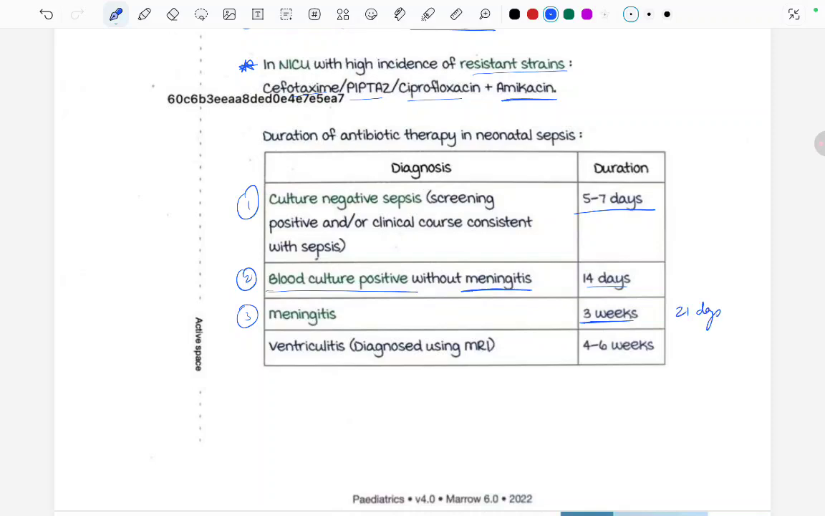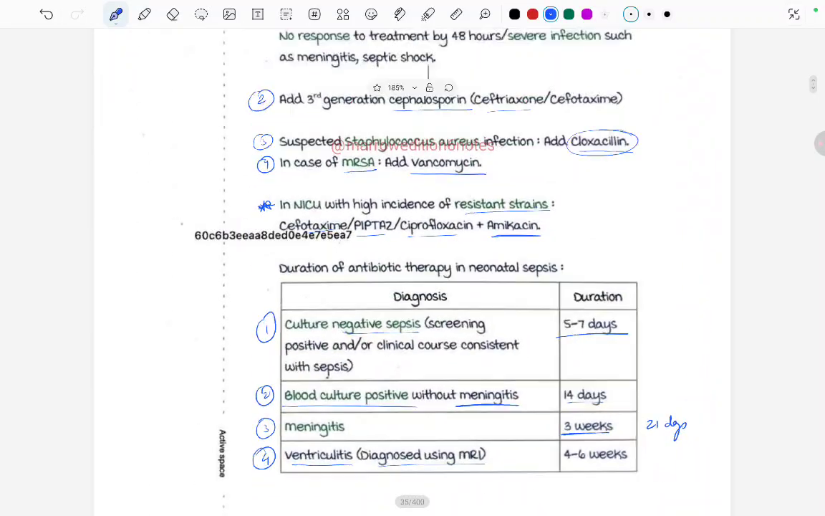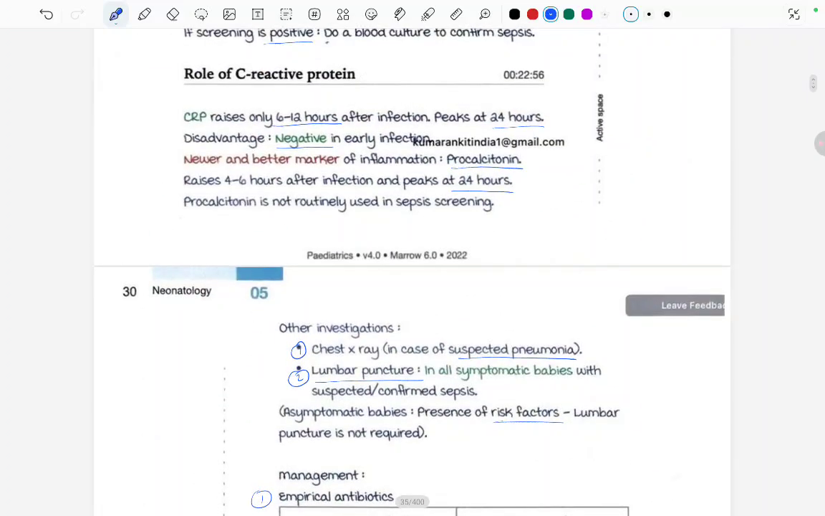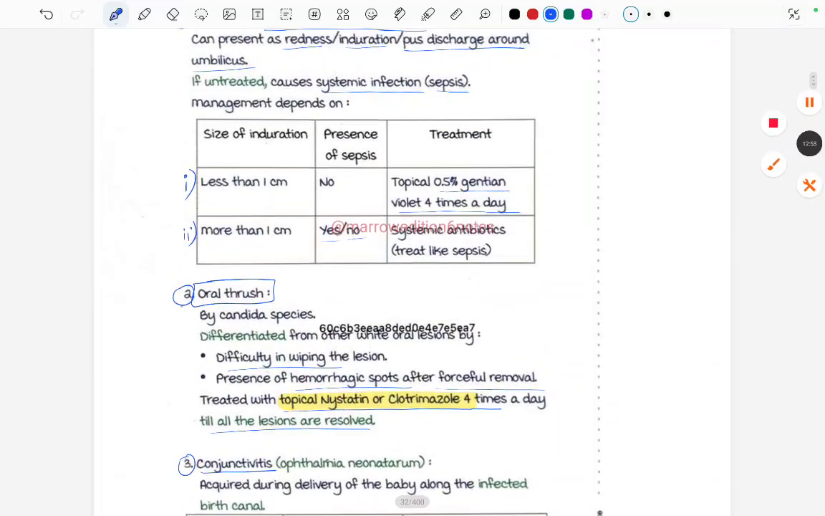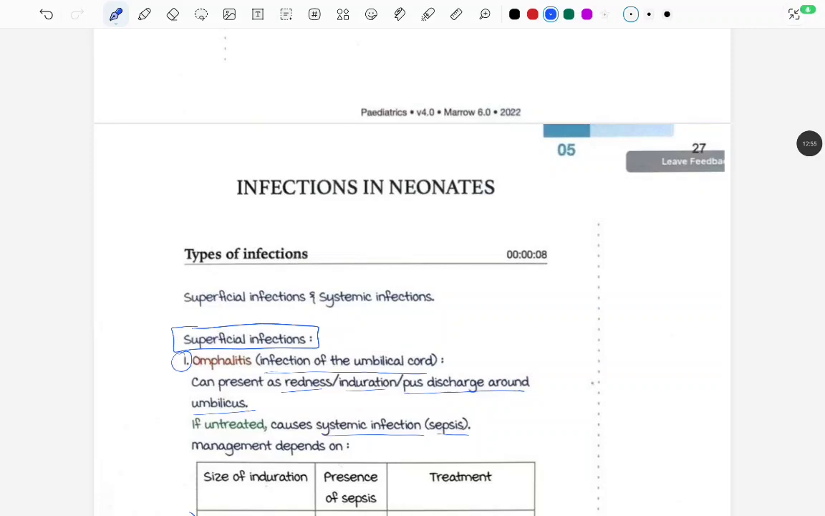And if there is ventriculitis that is diagnosed using MRI, then we need to give antibiotics for 4 to 6 weeks. This is something we need to remember. In culture negative sepsis, 5 to 7 days. Blood culture positive without meningitis, 14 days. Meningitis, 3 weeks. And then ventriculitis, 4 to 6 weeks. So this is all about this chapter, infection in neonates.